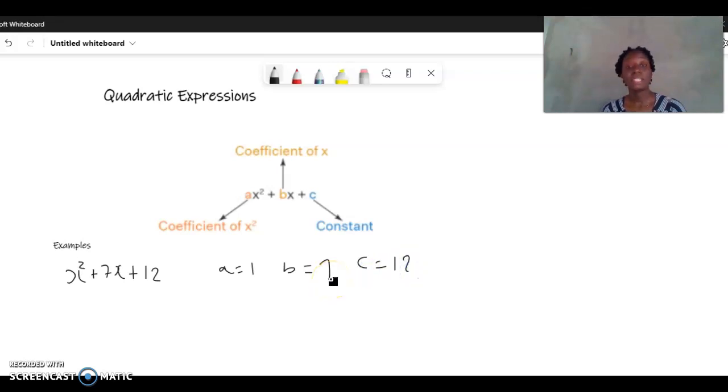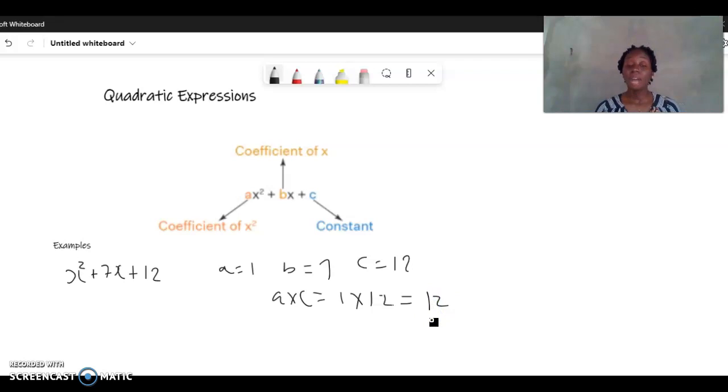So there you have it. That's my first step. Now the next step is to find the product of a and c, the coefficient of x squared and the constant. So a in this case is equal to 1, c in this case is equal to 12. Thus, a times c, remember that a is equal to 1 and c is equal to 12. The product of these two numbers is simply equal to 12.